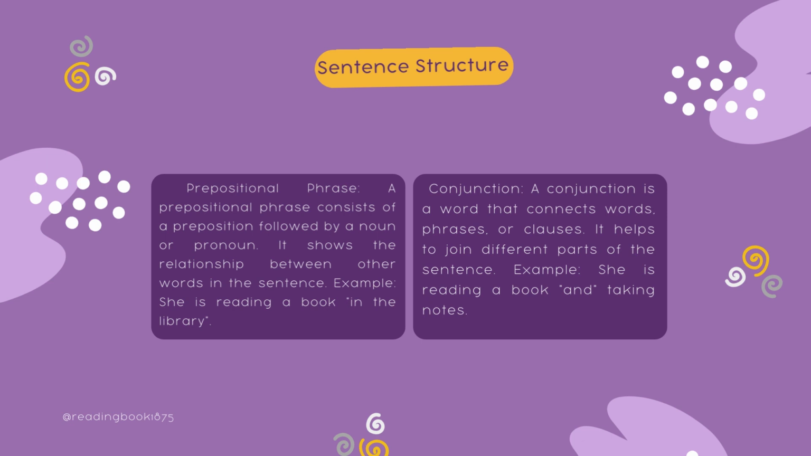7. Conjunction. A conjunction is a word that connects words, phrases, or clauses. It helps to join different parts of the sentence. Example: she is reading a book, and taking notes.